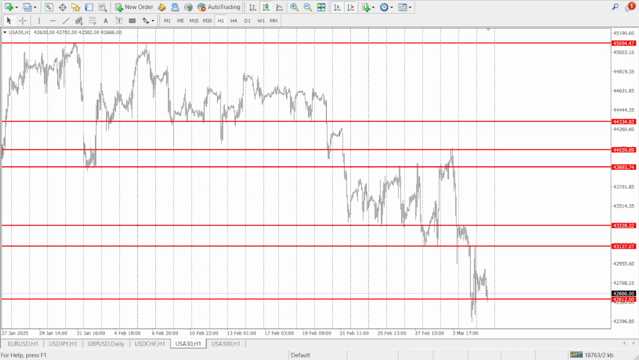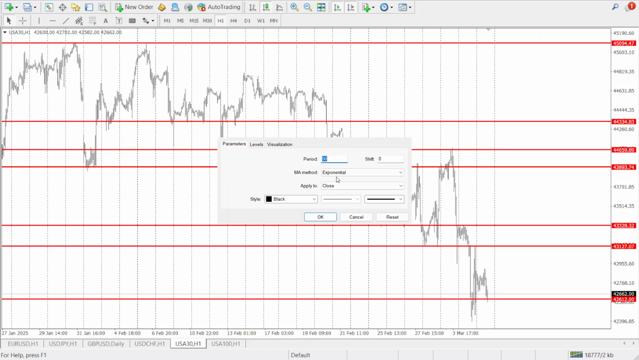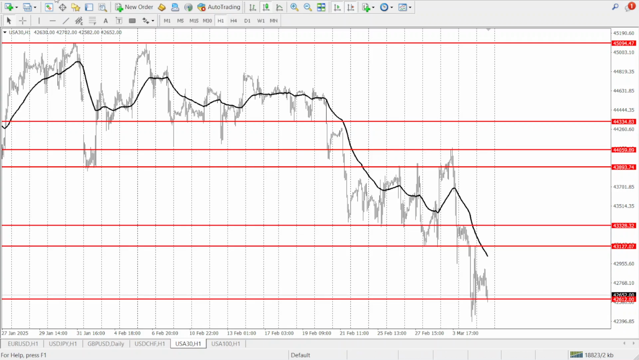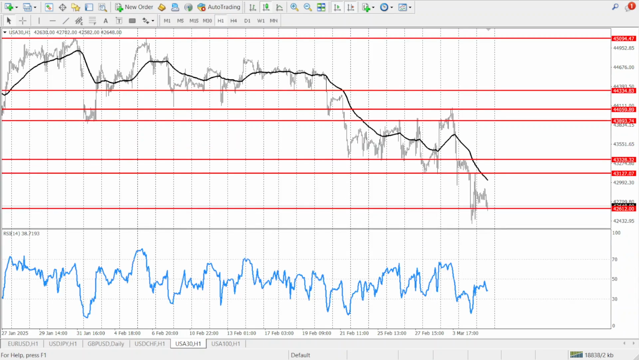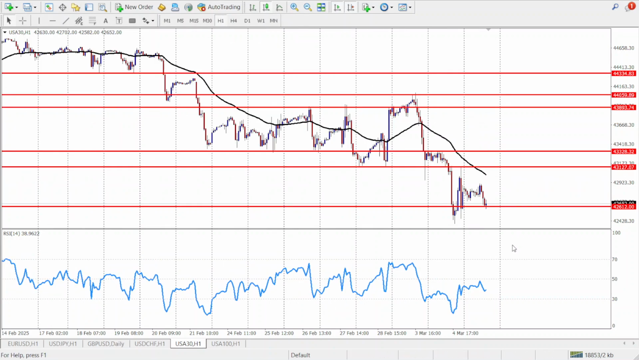Now, let's talk about indicators. We're going to be using the moving averages and the RSI. So let's just add the 50-period moving average to the chart. And then we're also going to add the relative strength index. To add more confirmation to your strategy, you can use some indicators. For the US30, moving averages and the relative strength index are powerful tools.